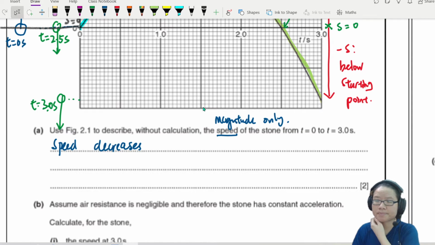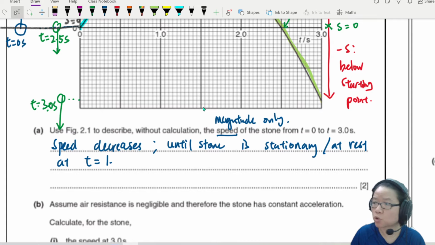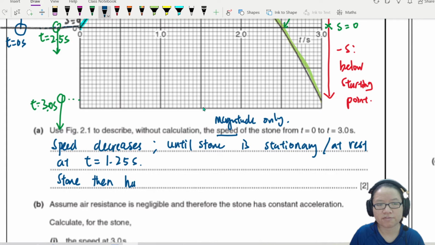Okay. And then this, until the stone is stationary or not moving, or at rest at t is equal to 1.25 seconds. Okay. Then after that, you can continue and say stone, then F.